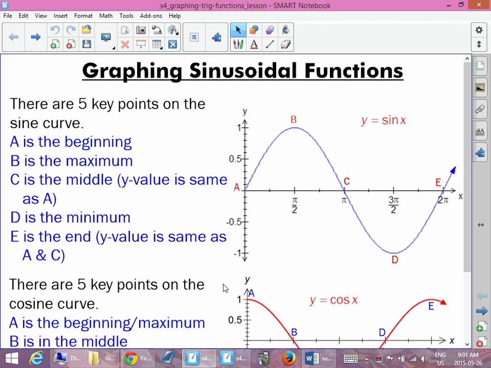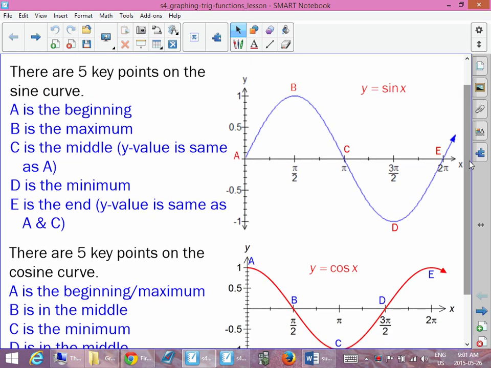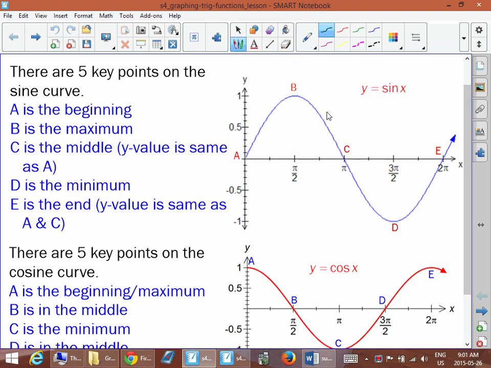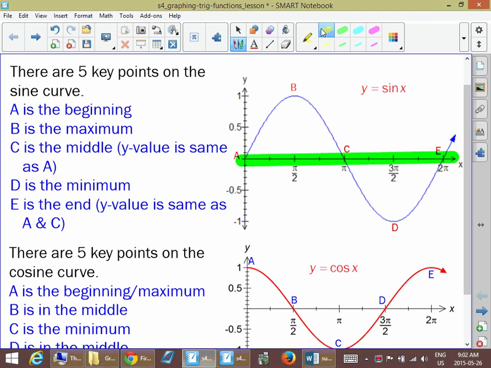Alright. So let's take a look at the sine curve first. Again, let's go through it step by step. There is the vertical axis right here. Now, the standard sine x graph is going to start on that vertical axis. It's going to go up to the maximum.